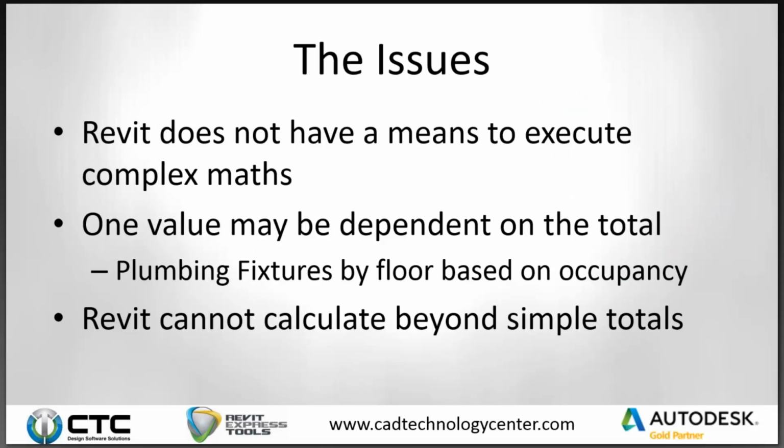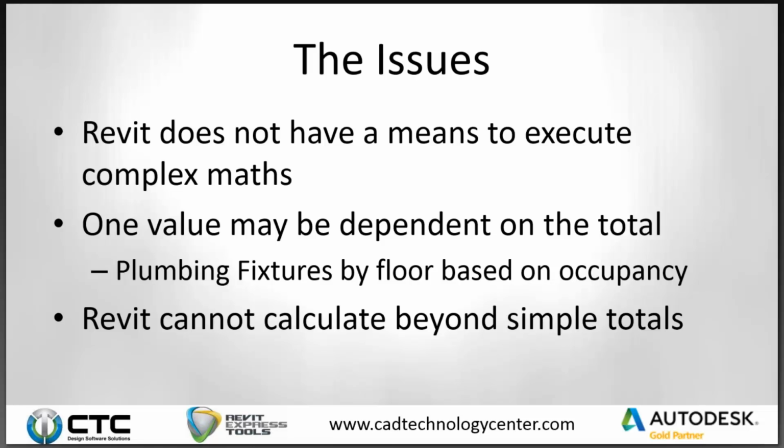First of all, Revit, and for that matter, pretty much every other building design program I've been working with recently, really doesn't have a means to execute complex math, specifically for system families. I can do some pretty complex things in component families, but when I want to take those component families and quantify them in relation to other quantities coming from other sources, Revit just doesn't have the ability to do that. So I can only really take one value and total it.